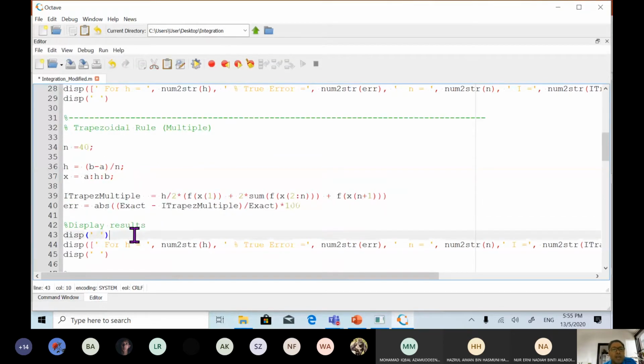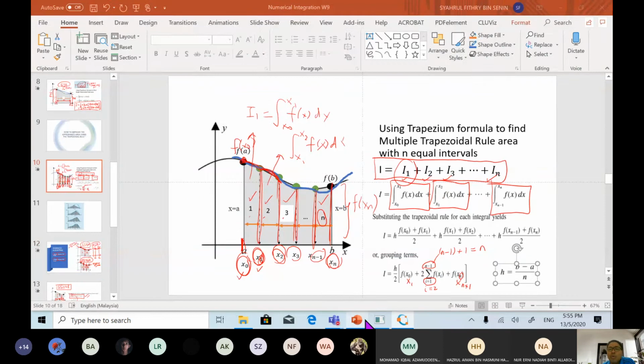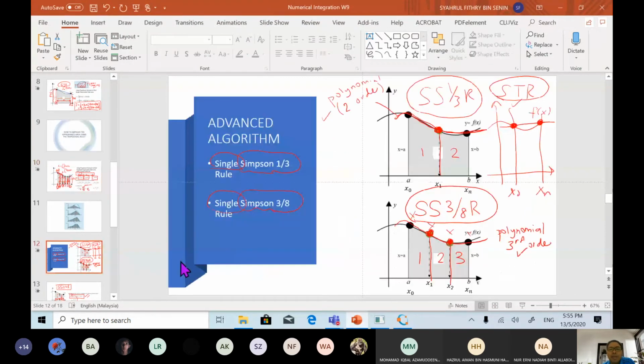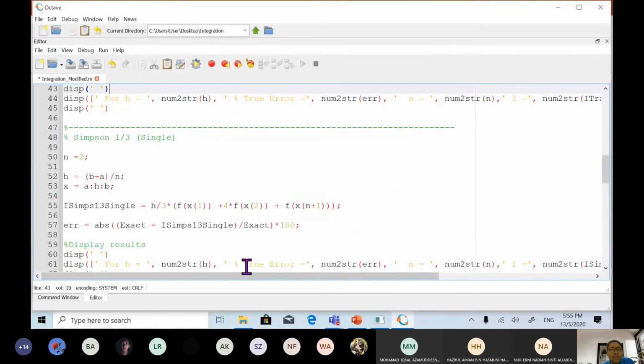So that's why we use another method called Simpson 1/3 rule, where you divide the area into 2 divisions. Remember this, 2 divisions, where the formula of h is equal to (b minus a) over 2. And this is the formula to find the area. So I put all of that code in this line, (b minus a) over n, where my n is 2. And this is the formula to find the area by using Simpson 1/3 rule.